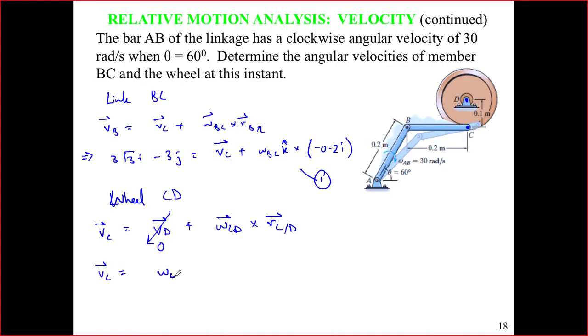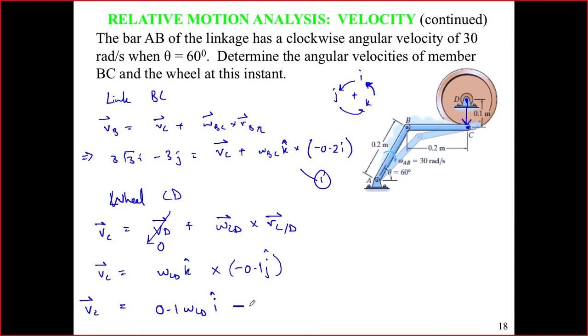So what does VC become? Again, omega CD is going to be in the k direction, omega CD k crossed with R CD, meaning this is downward, so that is going to be minus 0.1 j. Let's cross these and write it. So what does VC turn out to be? VC turns out to be k crossed with j is negative, so minus into minus 0.1 omega CD I.